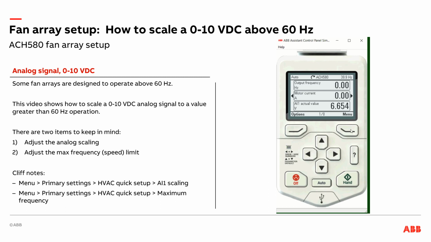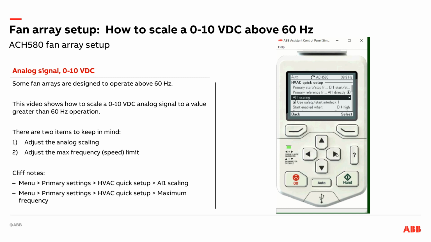What I'm going to do is come into here and hit menu, and go into the primary settings, go into my HVAC quick setup, and I'm going to take a look at the second and third options. So the second option is where am I getting my speed or frequency reference from in the first place? Factory default is analog input 1, and yes, that's where I got my 0 to 10 volt landed. So what I really want to take a look at now is my analog input 1 scaling.